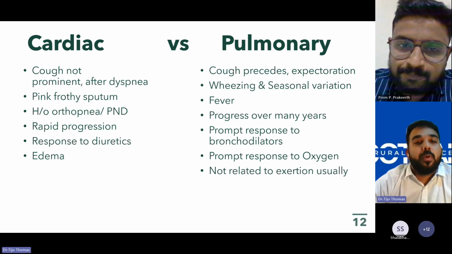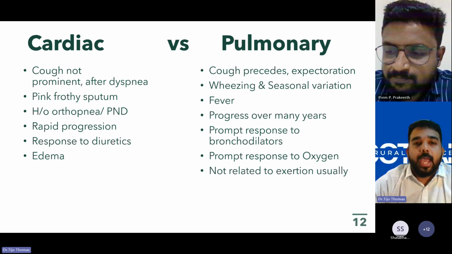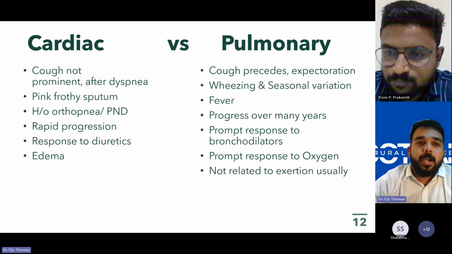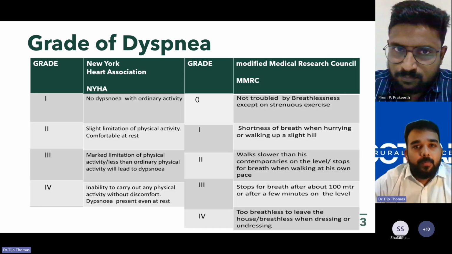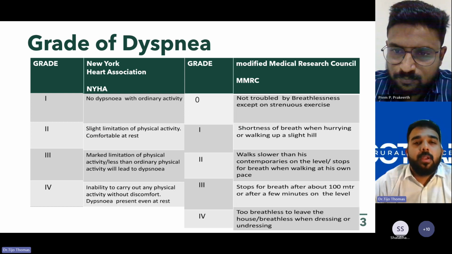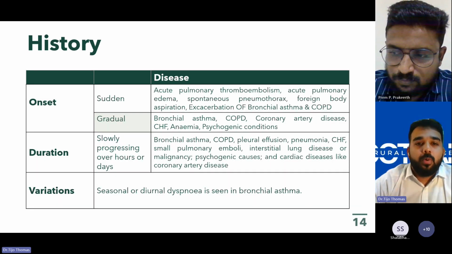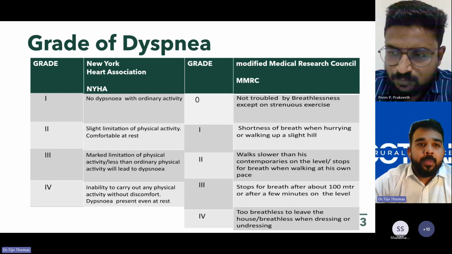Pulmonary conditions will also give a history of prompt response to bronchodilators and oxygen, and it is not necessarily related to exertion usually. Cardiac conditions will mostly respond to diuretics, and there is usually still edema. When we are describing a history to another person, especially if you are in doubt and asking senior help, it will be good to give the gradation of the dyspnea.